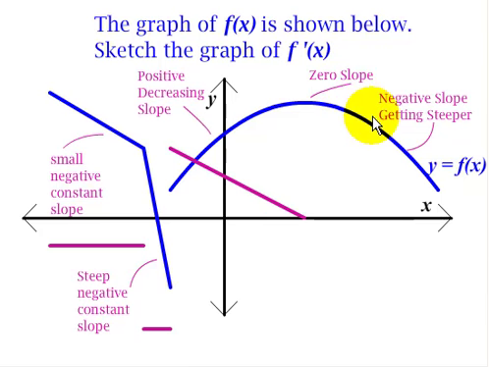And it's getting steeper and steeper, which means we're getting more and more below the x-axis. And I can draw that, and that just continues this line down and down and down until we get to the end of the graph. And that is the graph of y equals f prime of x. And I'm done with the problem.